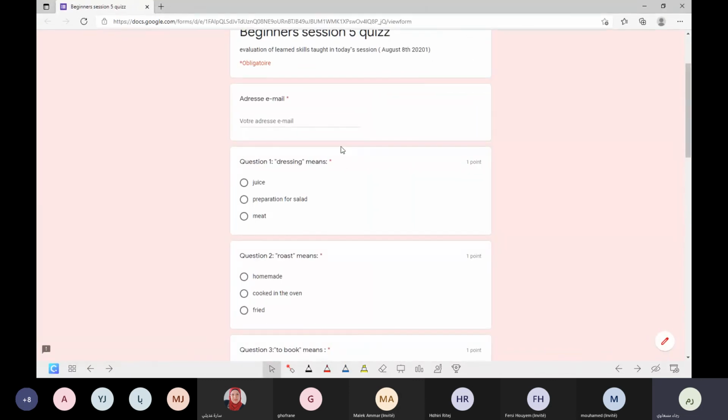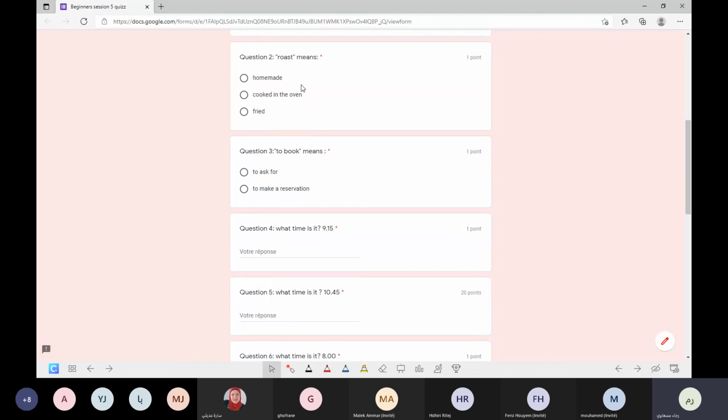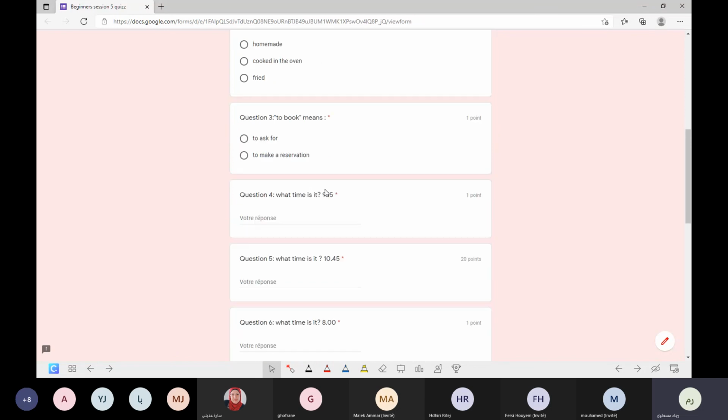The first question: dressing, what does it mean? Juice, preparation for salad, or meat? You will choose one answer for 1 point. Question 2: roast, if I say roast chicken, what does it mean? Homemade, cooked in the oven, or fried? Question 3: to book, what does it mean? To ask for, or to make a reservation?